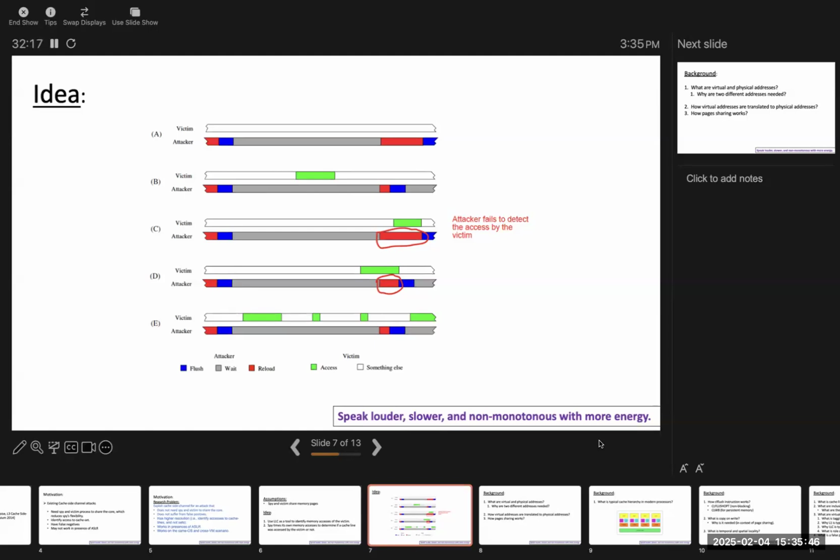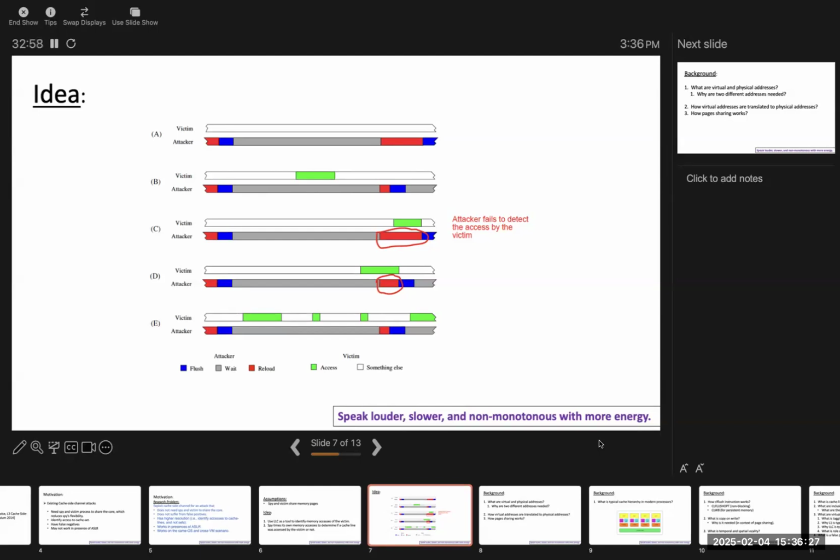Yeah, so they assume that the pages are shared, and if the pages are not shared, then this attack will not work, right? So in C, I talked about it already. There was overlap. The attacker first sent its request, so it still sees the longer time. But the problem here is that yes, the victim is doing the access, but the access is overlapping. That's why the attacker fails to detect the access by the victim, because both are overlapped. The attacker is successful in identifying the access by the victim only when it is performed before the reload operation.